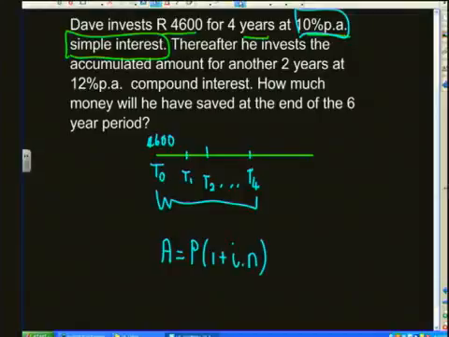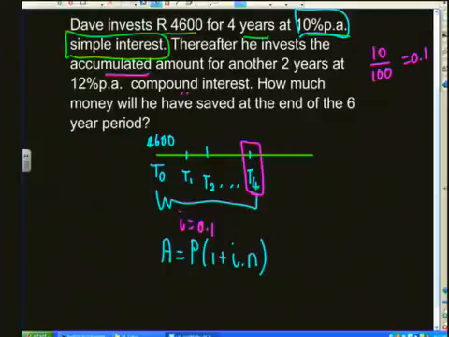So we'll write the decimal form of that. So we do 10 divided by 100, and you get 0.1. Okay, so the interest rate at work for the first 4 years is 10% simple interest. Then he invests the accumulated amount. So whatever he has at this point in time, he then takes that and he invests it for another 2 years at 12% per annum, but now it's compound interest.